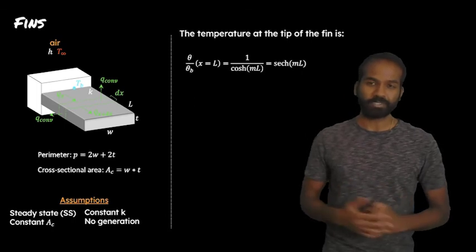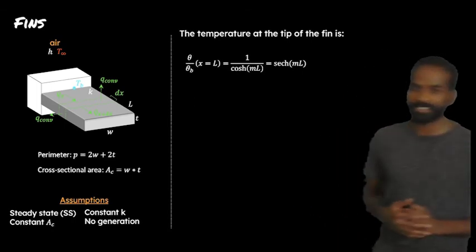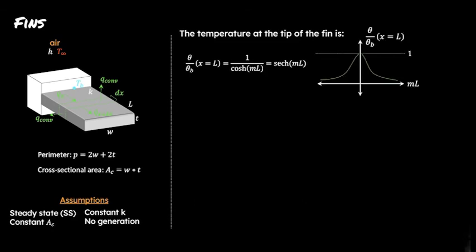You can plot the solution using your favorite plotting package, and the solution looks like this. On the y-axis, we have theta over theta sub b evaluated at x equals L. And on the x-axis, we have m times L. What this is physically saying is that for larger values of m, the tip of the fin approaches T infinity. In other words, if we have more effective convective heat transfer, or if the thermal conductivity is lower, the tip of the fin is more likely to be at T infinity.